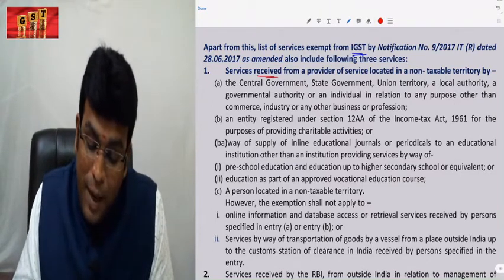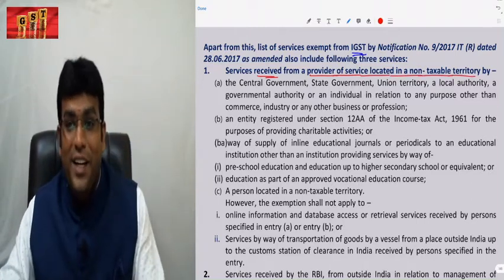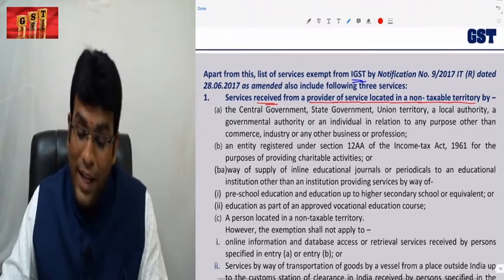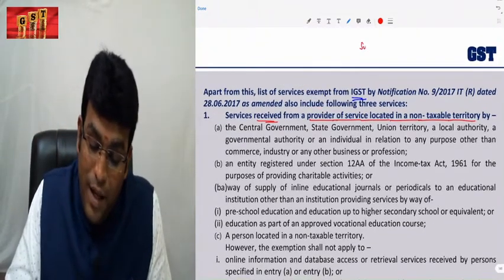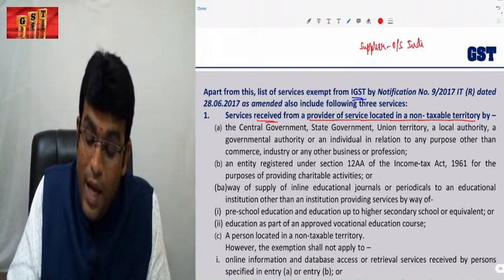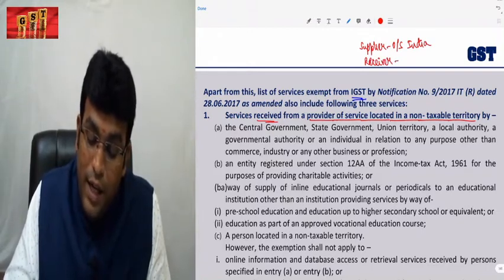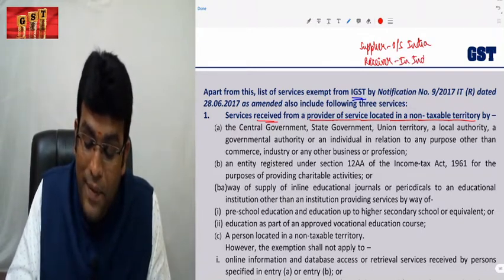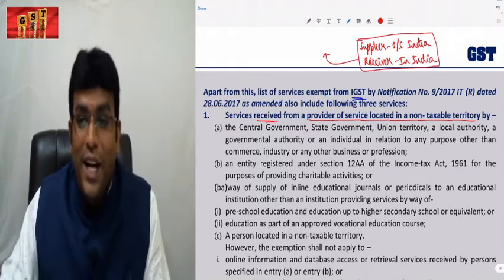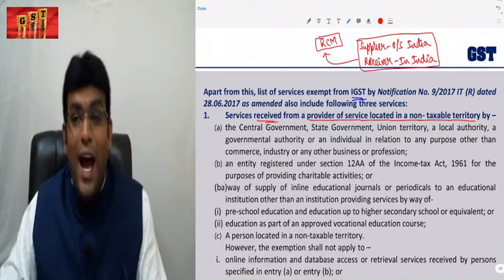Services received from provider of service located in non-taxable territory. That means the supplier is outside India. We are talking about a case where the supplier is outside India. Sir, generally we know that if the supplier is outside India and the receiver is in India, the transaction is covered under RCM.